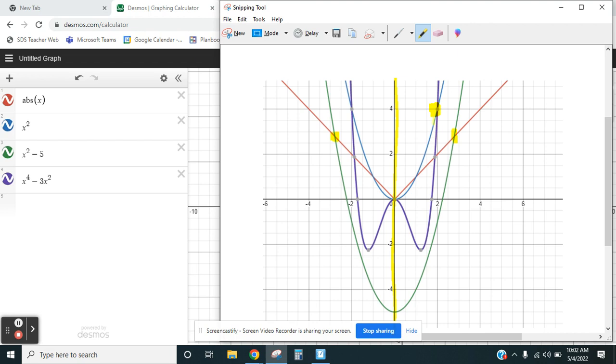If you look at this point, 2, 4, and you look at this point, negative 2, 4, you can make a claim here. You could say that this is the same as this. There's some symmetry, right? They're the same distance from the y-axis. So these will have something in common.